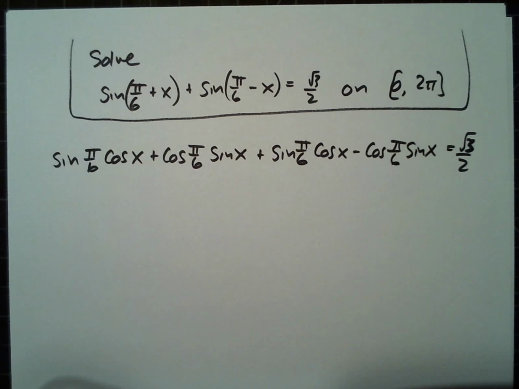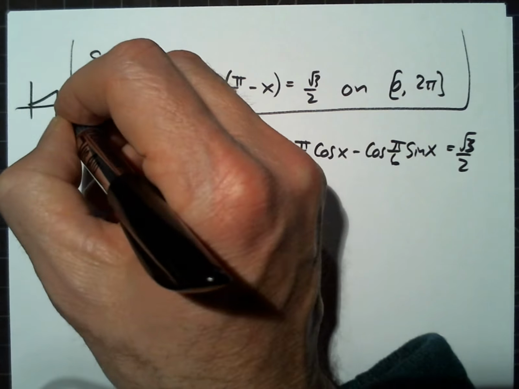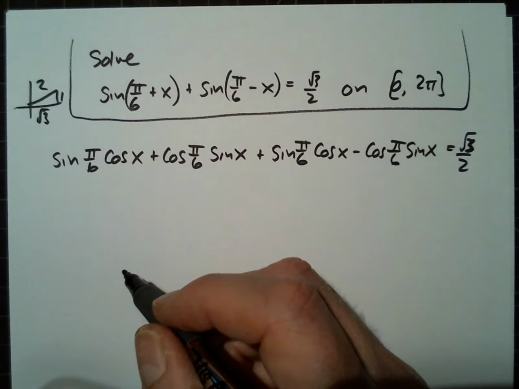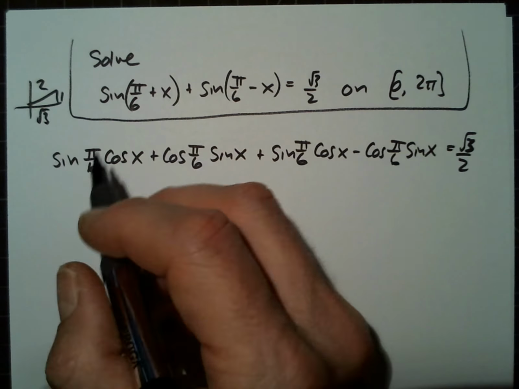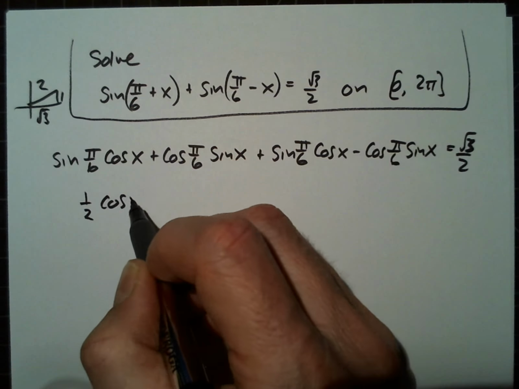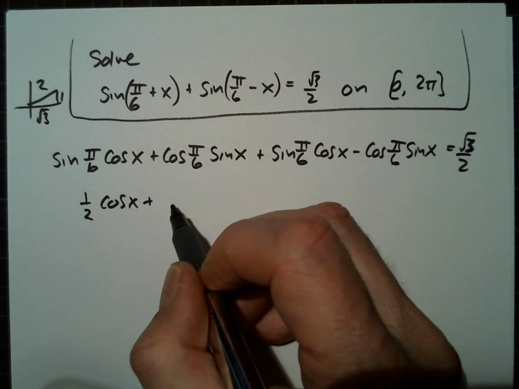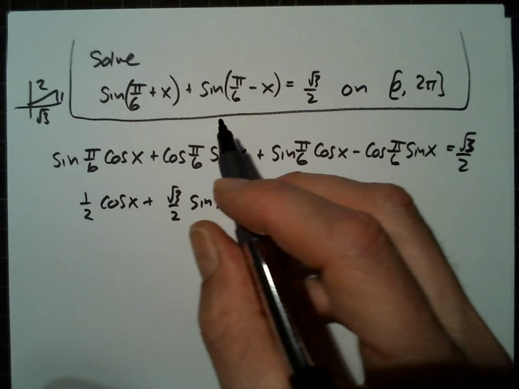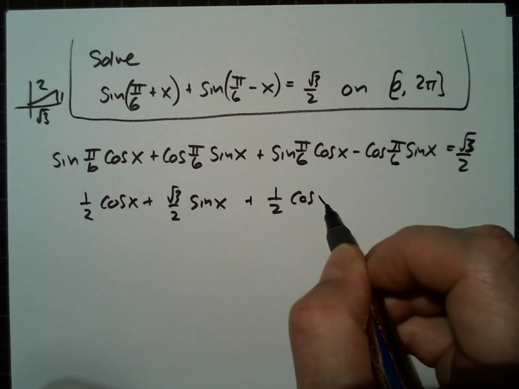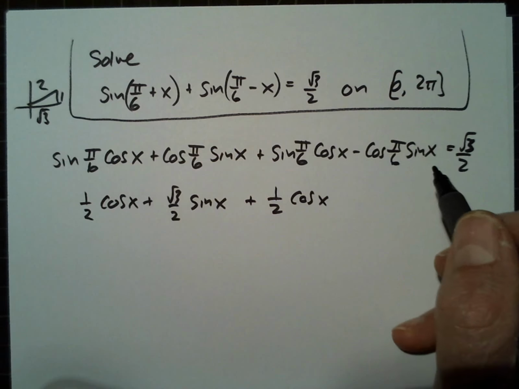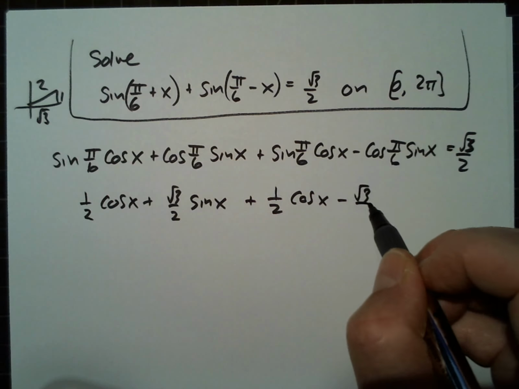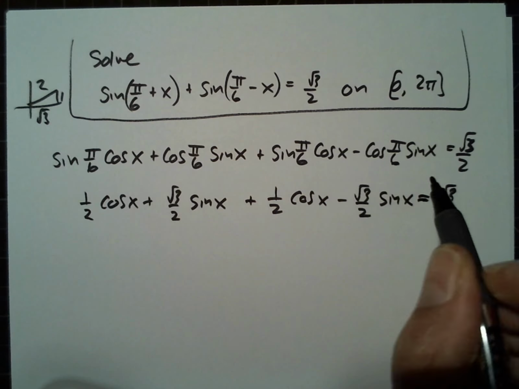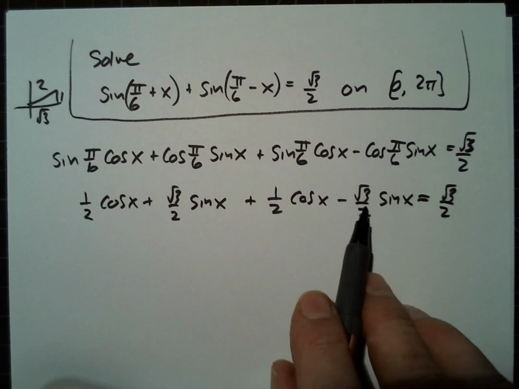We're dealing with pi over 6, so we know that's going to be like that. And we will get sine as 1/2. Cosine is radical 3 over 2. Sine is 1/2. Cosine is radical 3 over 2. And we have a positive and a negative, so that's 0.